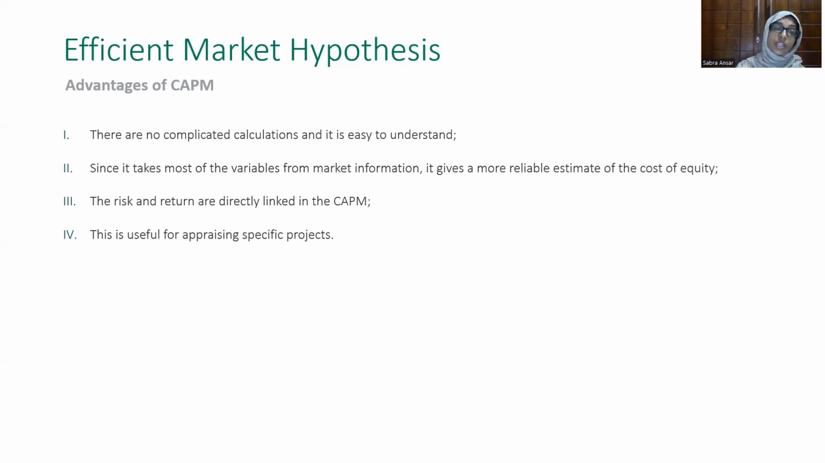It considers all the market information, which shows that it uses the most reliable cost of equity calculated using the CAPM. Risk and return are directly linked in the CAPM, because we are considering all this reliable market information. Another advantage is that it is useful for appraising specific projects.